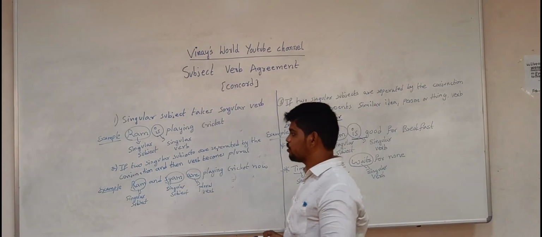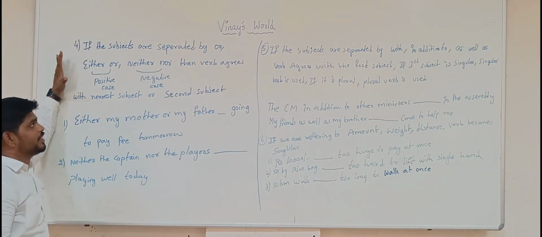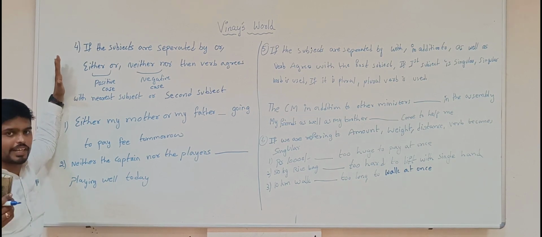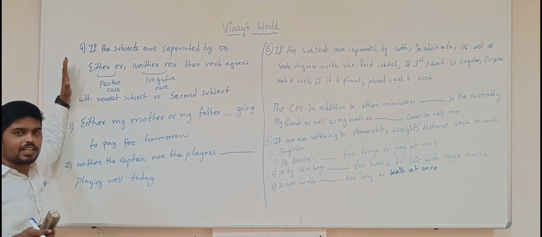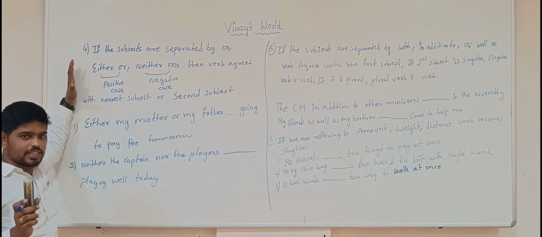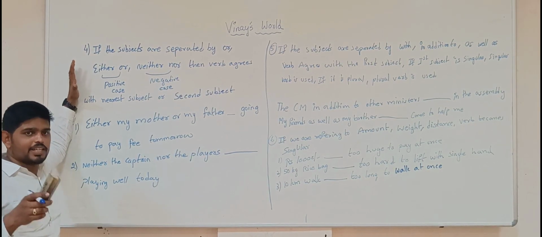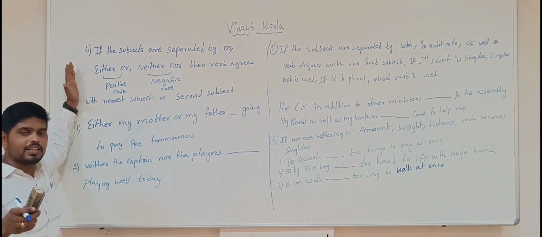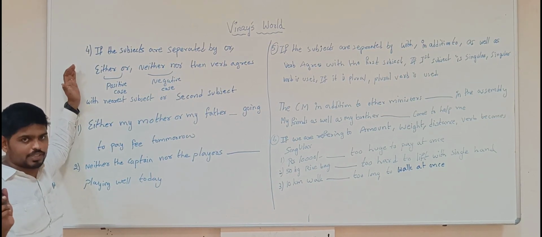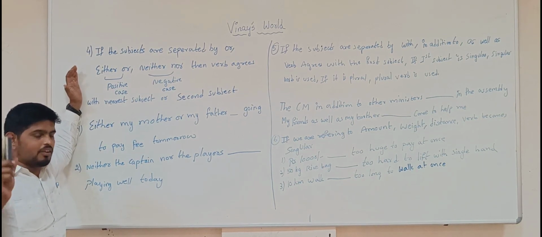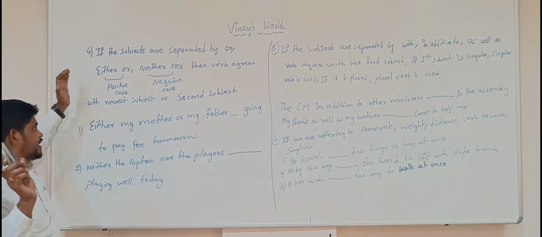Now, let's move to the next. If the subjects are separated by or, either or in positive case, neither nor in negative case, the verb agrees with the nearest subject or second subject. You need to identify what is the first subject and second subject in the given sentence. Whenever you are using either or, neither nor, you can get two subjects. Now, if you want to place the right verb, the verb agrees with the second subject.